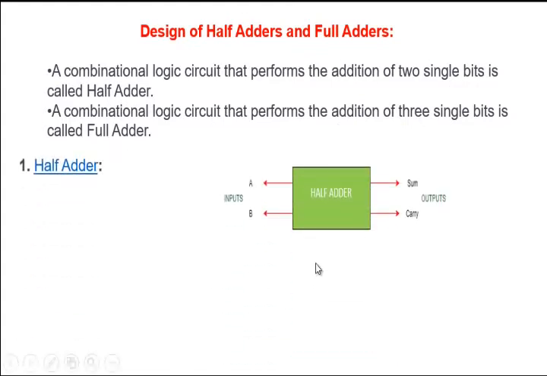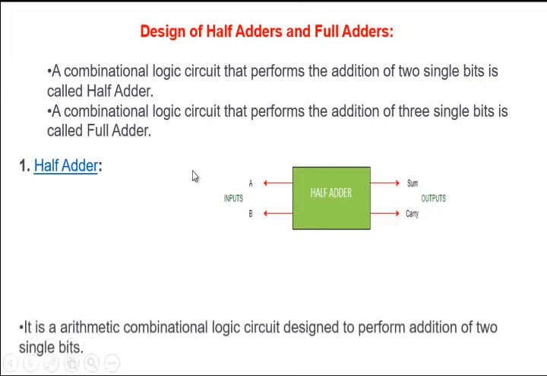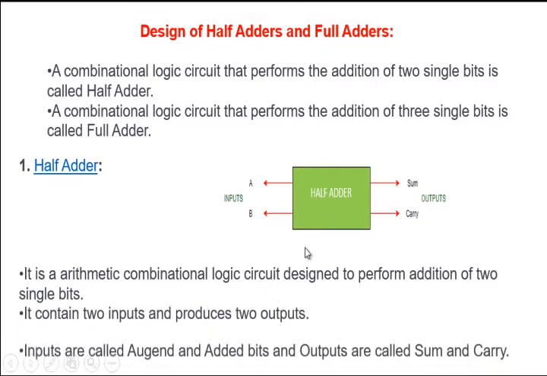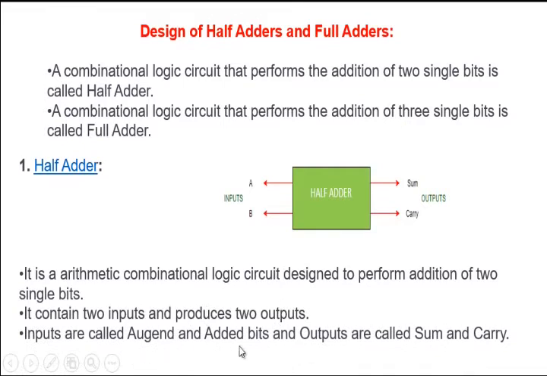So this is the block diagram of the half adder. Here we are taking two inputs, A and B, and at the output we get the sum of these two single bits and the carry, if any is generated. It is an arithmetic combinational logic circuit designed to perform addition of two single bits. It contains two inputs and produces two outputs as shown in our block diagram. The inputs are called the augend and addend bits, and the outputs are called sum and carry.